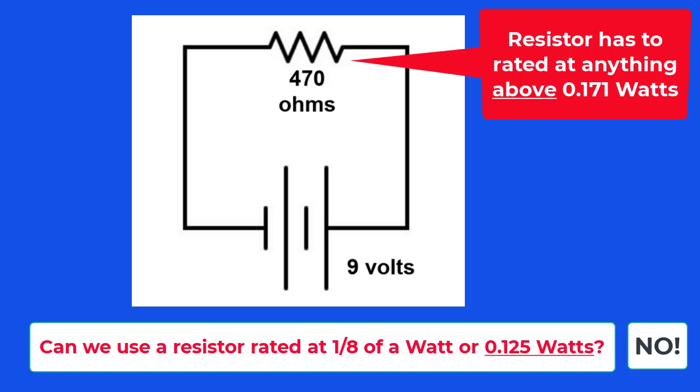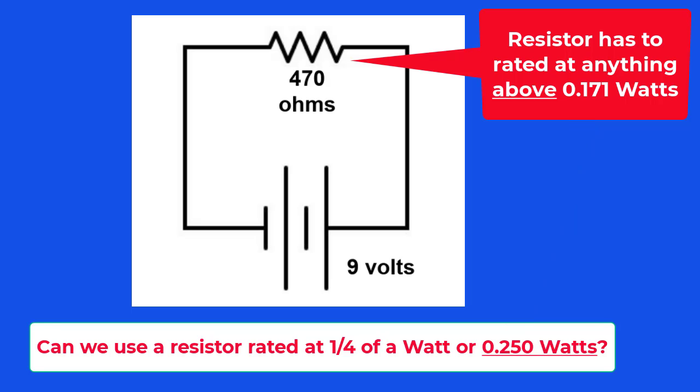Can we use a resistor rated at 1/8 of a watt, which is 1 divided by 8, or 0.125 watts? No, it's too low. 0.125 is less than 0.171. Can we use a resistor rated at 1/4 of a watt, which is 1 divided by 4, or 0.250 watts? Yes, because 0.250 is higher than the required 0.171 watts.